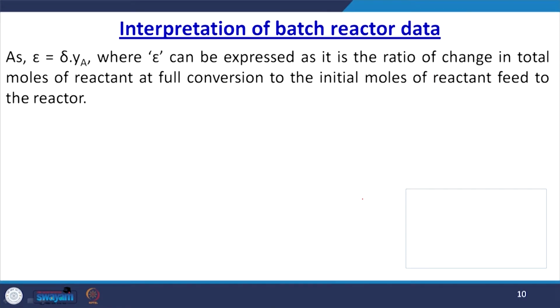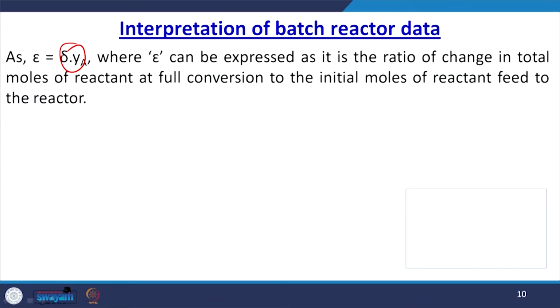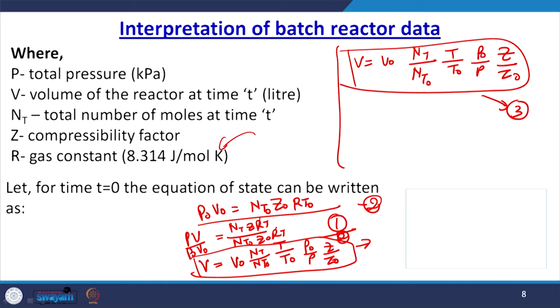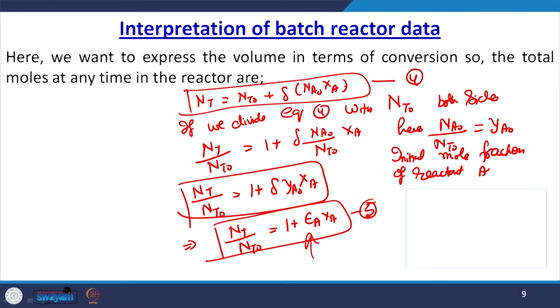Now, here we use the term epsilon. This epsilon is delta YA, where epsilon can be expressed as the ratio of the change in total moles at full conversion to the initial moles of reactant fed to the reactor. So, this is a very crucial thing, and it is very useful for determining the efficacy of any particular reaction. Now, from the earlier equation number 3, let us go back, and equation number 5 which we discussed over here.